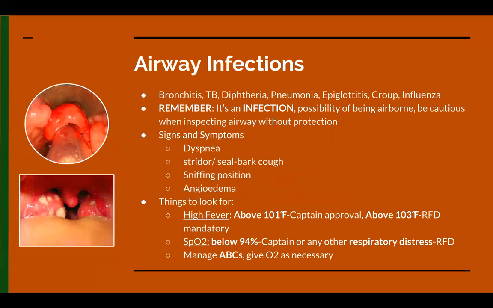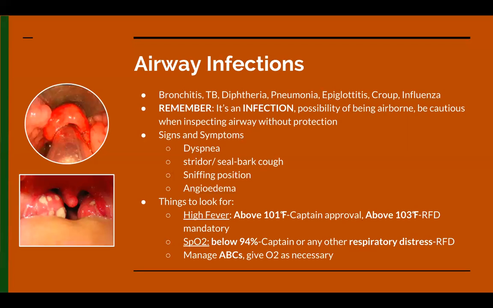Okay, airway infections. So this includes everything from bronchitis, TB, diphtheria, pneumonia, epiglottitis, croup, and influenza. There's a bunch more, but these are the really common ones. The biggest thing, I have it in caps and bold on here, it's an infection, right? And so it's an airway infection. It has the possibility of being airborne. So just be cautious. Don't stick your face in the patient's mouth to look in there, because there's a possibility of you getting the infection too, right? So wear protection, like a mask or something, and don't be dumb about it.